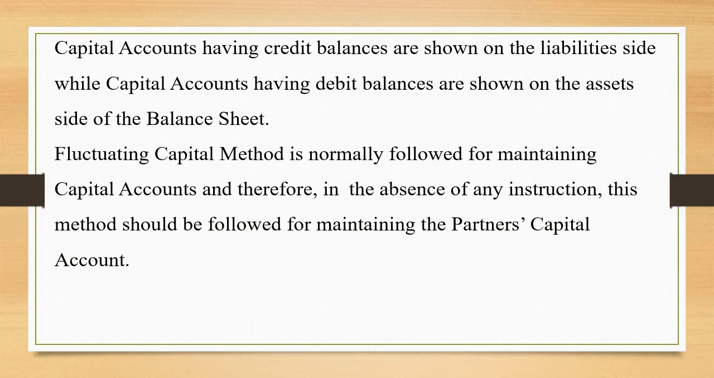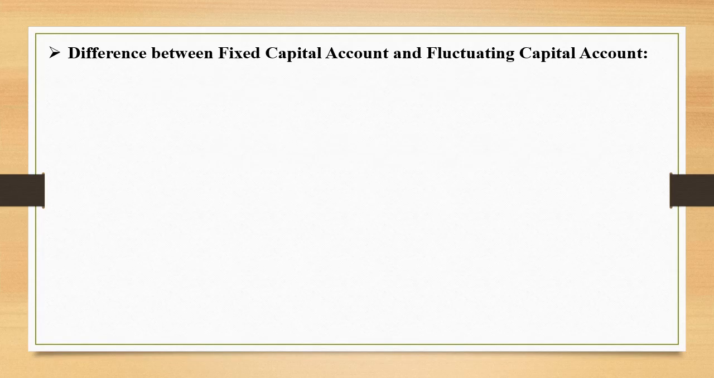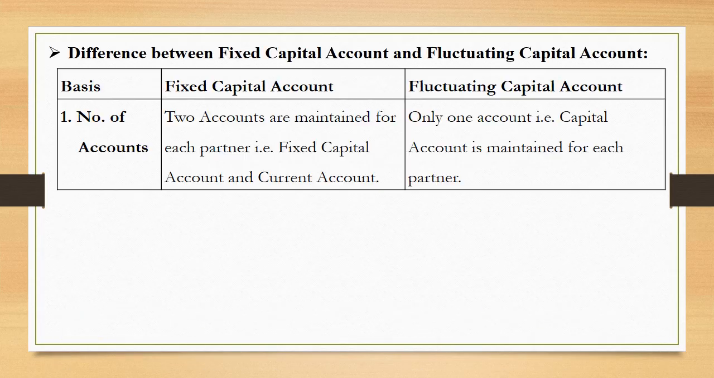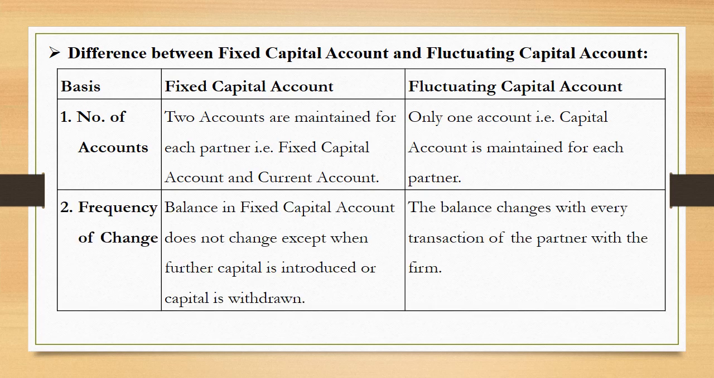Fluctuating capital method is normally followed for maintaining capital accounts, and therefore in the absence of any instruction, this method should be followed for maintaining the partner's capital account. Let us go through the difference between fixed capital account and fluctuating capital account. Number of accounts. Under fixed capital method, we prepare two accounts, that is fixed capital account and current account. Whereas under fluctuating capital method, we just prepare one account.